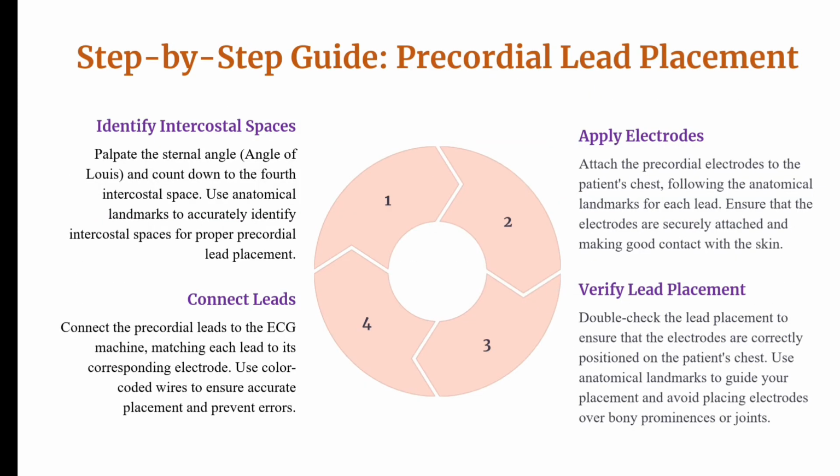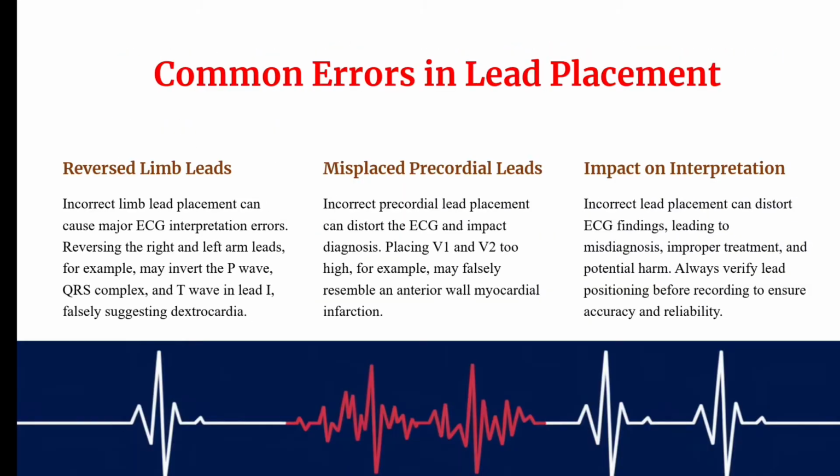Step-by-step guide. Precordial lead placement. Proper placement of the precordial leads is equally important. Begin by identifying the intercostal spaces, palpating the sternal angle to locate the fourth intercostal space. Place the electrodes in the correct intercostal spaces, ensuring secure attachment and avoiding bony areas for optimal signal quality. Each lead provides a specific view of the heart, so accuracy in placement is crucial. Double-check the placement before connecting the leads to the ECG machine, ensuring that each lead is in the correct location to accurately represent the heart's electrical activity.